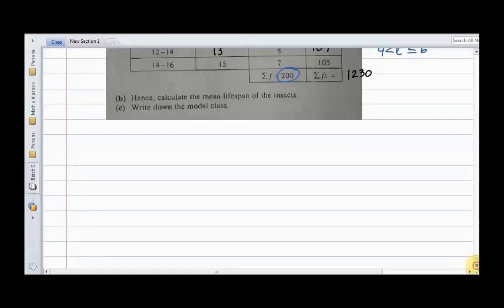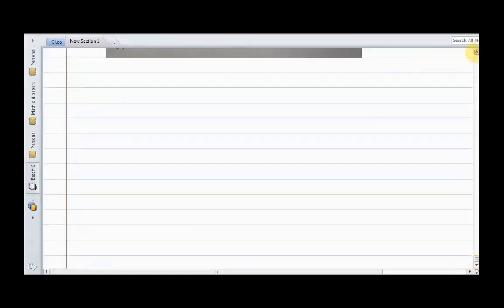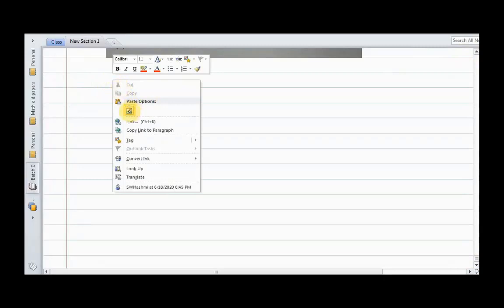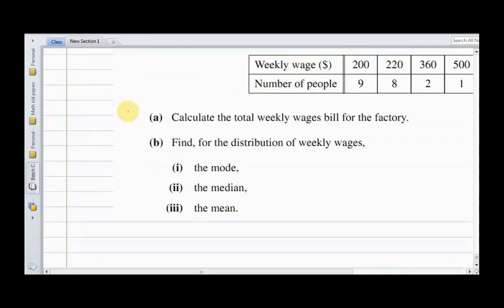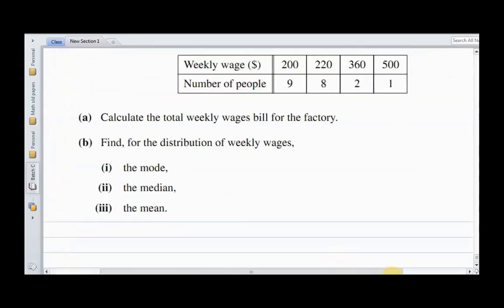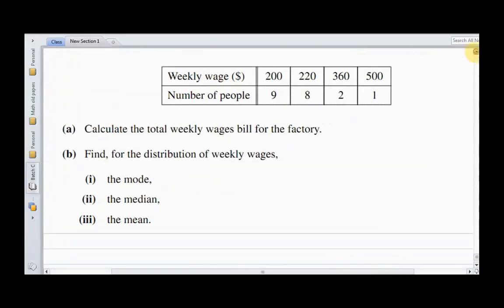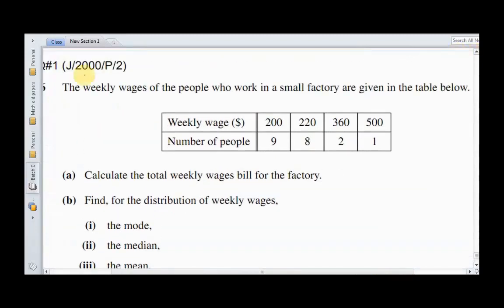So after this worksheet question, we are going to attempt some past paper questions and see how the examiner asks the question of the same topic and how we are going to attempt it. So that is a question. Let me first tell you its year. It's June 2000, paper 2, right?